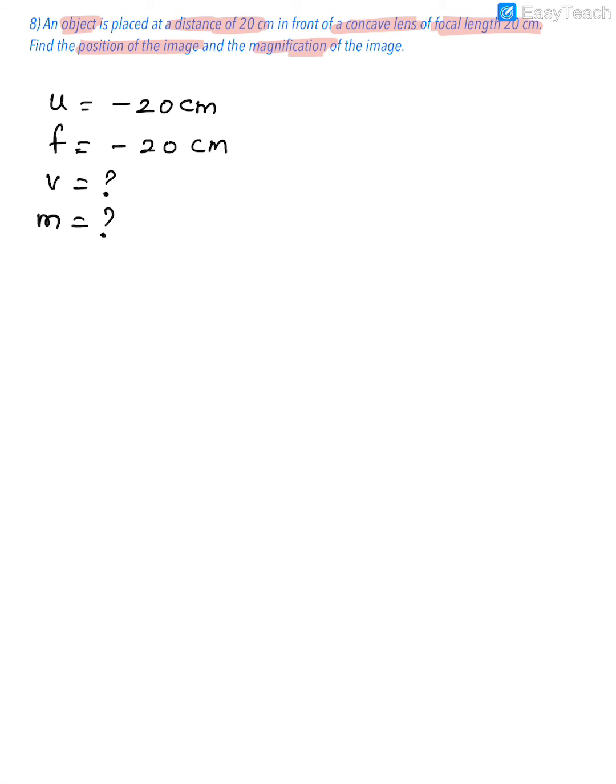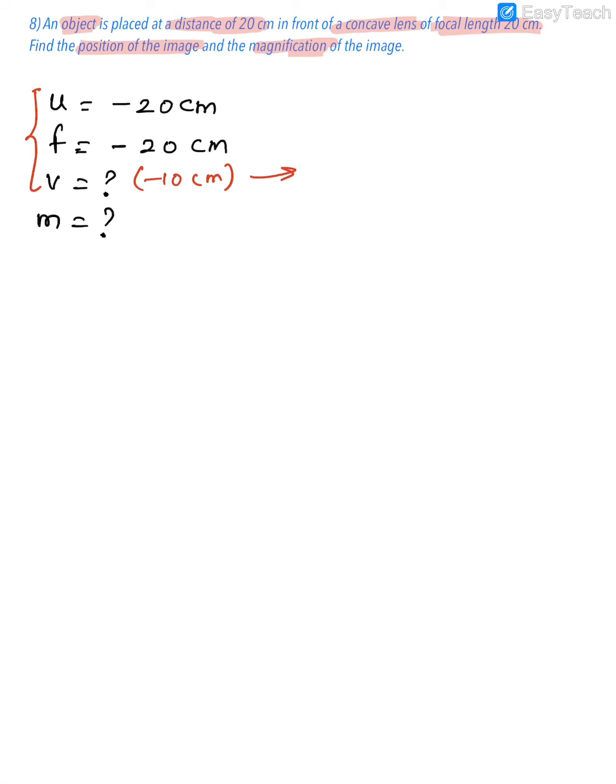So first we can use the formula for U, V, F, and you find the value of V. When you solve this problem for V, the answer will come as minus 10. V will come as minus 10 centimeter. What statement will you write for this? That an image is formed 10 centimeter in front of the lens. Okay, and magnification. What will be your magnification?